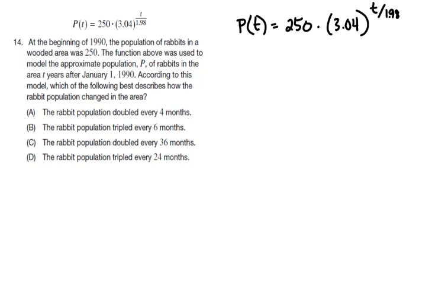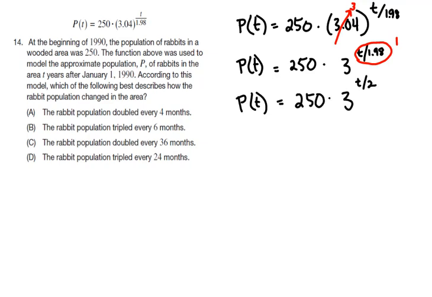So for example, if you were to first use 3 as an approximation for 3.04, then you would see that the original amount of 250 would triple whenever the exponent of t over 1.98 became 1. Because 3 to the first power is 3, and 3 times 250 would give you 750. So whatever value of t would make that exponent equal to 1 would give you a tripling effect. And once again, we're going to approximate, and instead of using 1.98, we can make that 2.